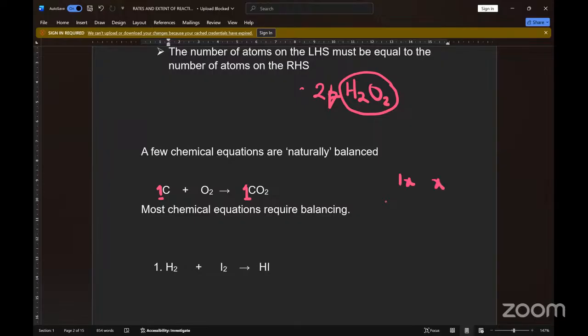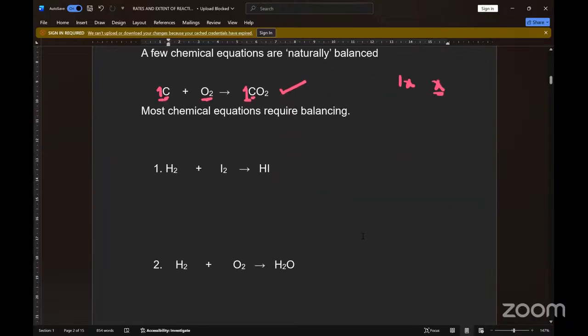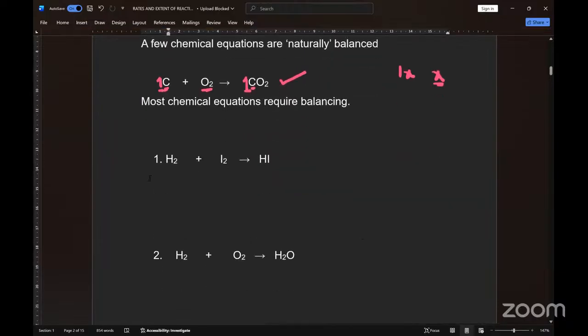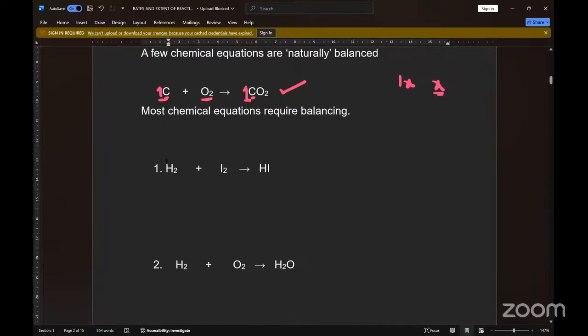You simply write x. Everybody knows x means 1x. So what I mean is that there's only 1 carbon atom here. There's also only 1 carbon atom here. The number of oxygen atoms here are 2. The number of oxygen atoms here are 2. So the whole equation is balanced. There is no need to balance them. However, for the majority of chemical equations, you need to balance them. So that's why we're going to look at how to balance chemical equations.